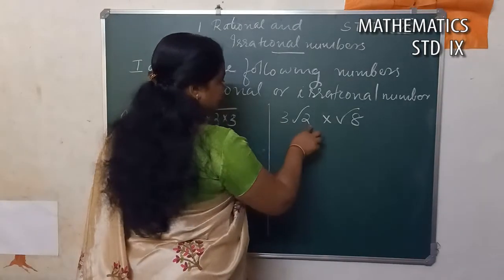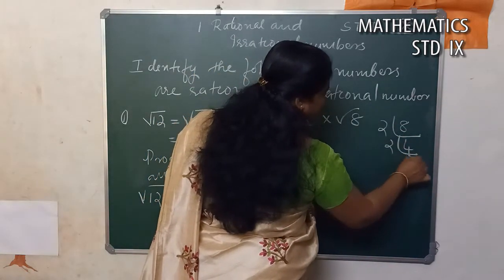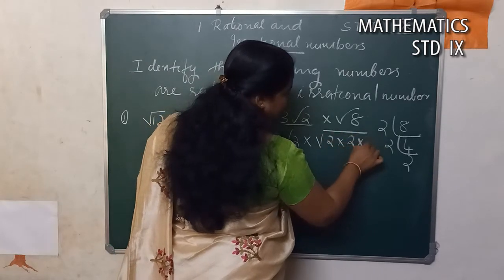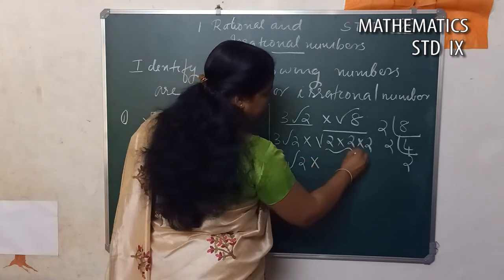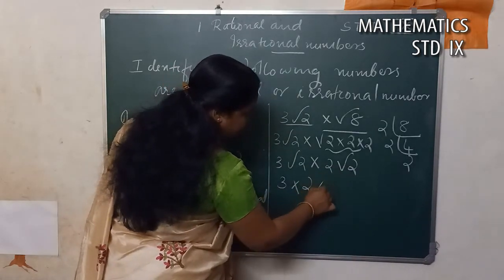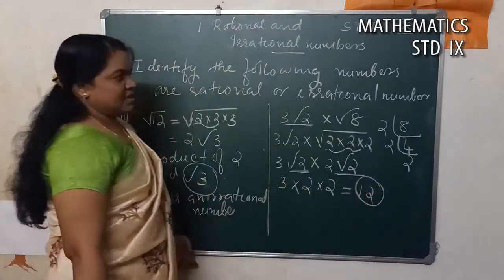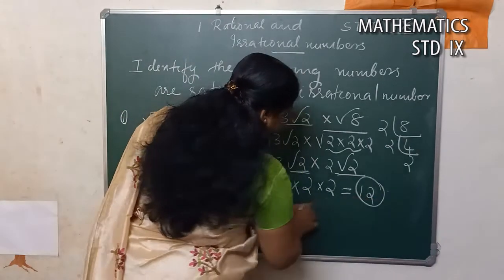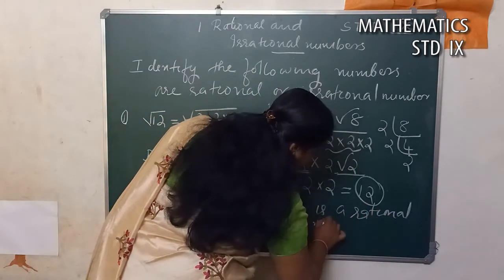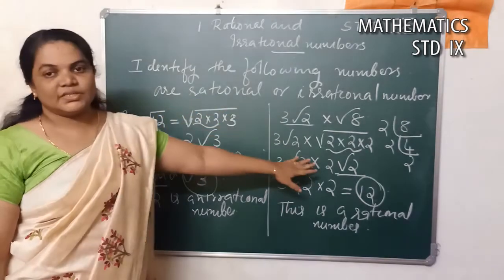Let's check the next number, 3 root 2 into root 8. By the division method, root 8 is root of 2 into 2 into 2, so it is 3 root 2 into 2 root 2. Multiplying, root 2 into root 2 is equal to 2, so we get 3 into 2 is 6, 6 into 2 is 12. This is a whole number, so we can say that this is a rational number. Is it clear? This is how we can check whether a number is rational or irrational.